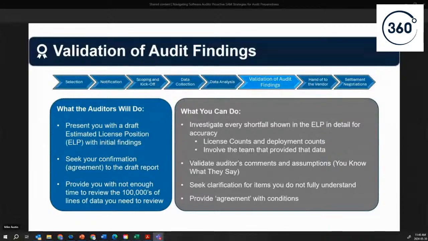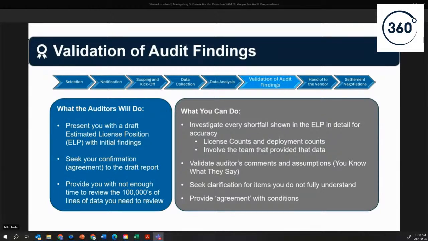I'm going to ask them to provide any assumptions they've made in order to come up with that position, right? I'm going to seek clarification of anything I do not fully understand from them. And then I'm going to provide agreement with conditions. So in other words, what ends up happening with the auditors is that they will not make a call on behalf of the vendor.